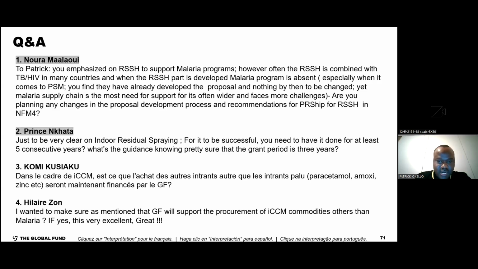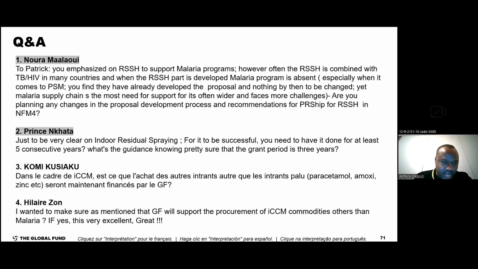Komi, I will need a translation here. I don't speak French, sadly. Yes, the question says, within the framework of ICCM, will the purchase of other inputs other than malaria inputs, paracetamol, amoxicillin, zinc, etc., now be financed by the GF? Yes, I just said that one of the big wins of NFM4 is that the Global Fund has opened up to countries to use Global Fund resources to, in addition to malaria, provide the other commodities for diarrhea and pneumonia. So yes.